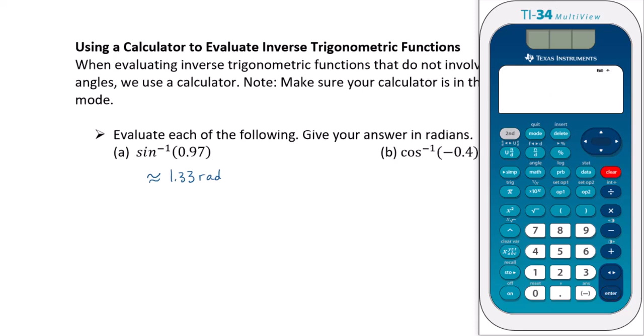And here, taking the inverse cosine of negative 0.4, again, I know that that is not one of my special angle values, so I'm going to go into the trig menu and scroll down to inverse cosine, and I'll put a negative 0.4 inside, and I get approximately 1.98 radians.